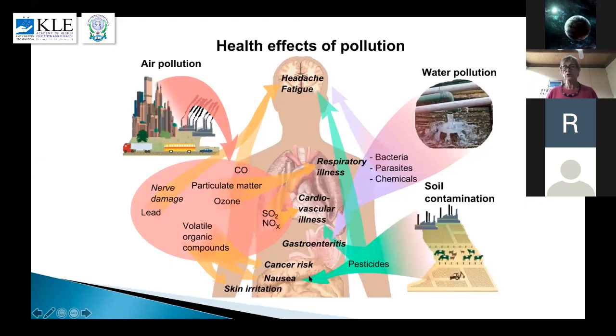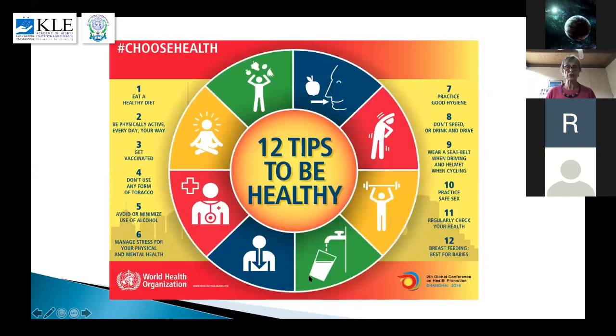And we know the health effects of pollution. Air pollution, water pollution, soil contamination affects every part of our bodies. And so linking, if you like, the Sustainable Development Goals with health promotion was such an important factor at that meeting in 2016. And out of that, they had another infographic that's come out that's really nice to look at, 12 tips to be healthy. And you can read those down.